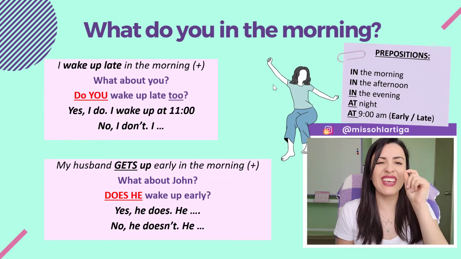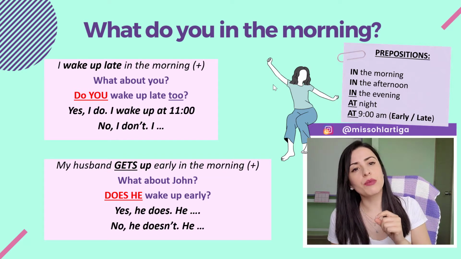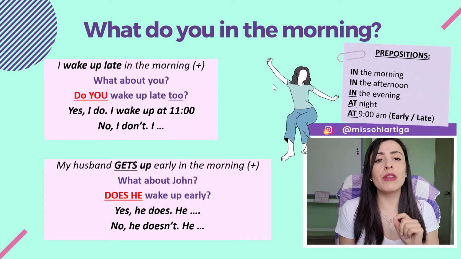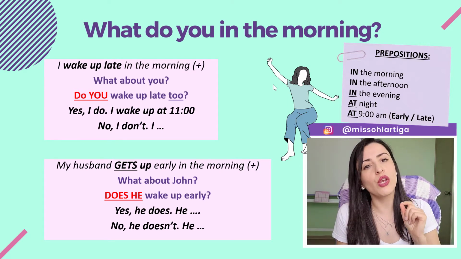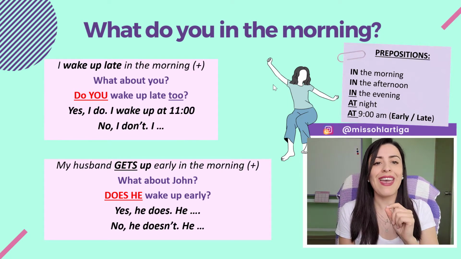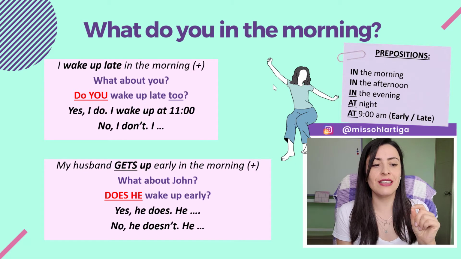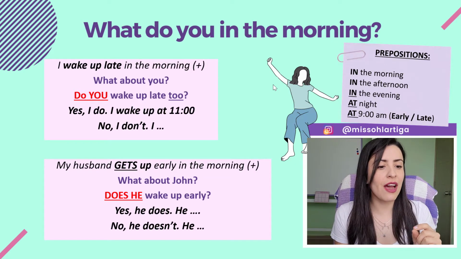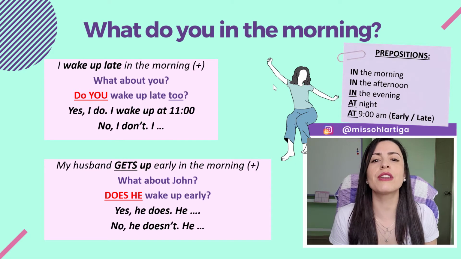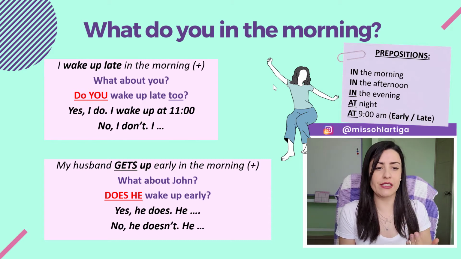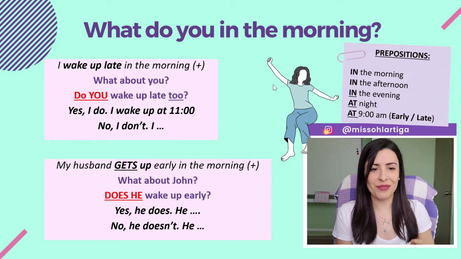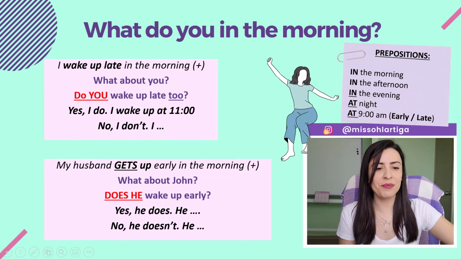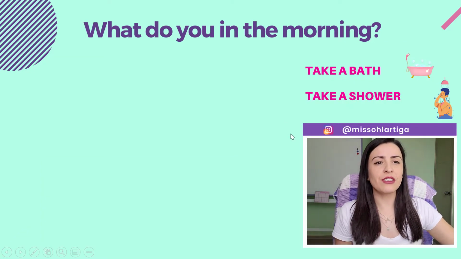preposition you should use, in, right? But when you talk about night or when you want to talk about an exact time, you should use at, okay? At night, at 9 p.m., at 9 a.m., or you can just say early or late. Remember, early, temprano, late, tarde. That's it. Let's continue. What else do you do in the morning?